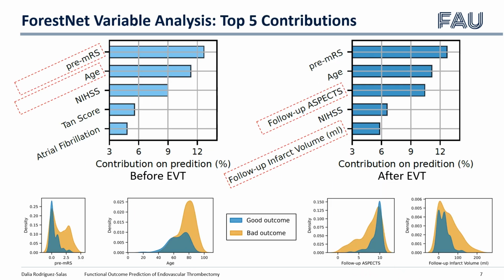Here we can see the ForestNet variable analysis. Although we only show the top 5 variable contributions for space constraints, a full list can be seen in our article in the proceedings. Before EVT, the top 2 are highlighted in red. Their distributions in accordance with the outcome are here. We can see that there are large areas without overlap.